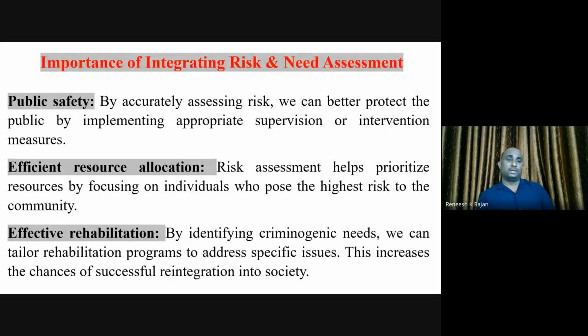So why do we need it? What is the importance of integrating risk and need assessment? First is public safety. By accurately assessing risk, we can better protect the public by implementing appropriate supervision or intervention measures. You might be thinking, why do we need risk assessment? The main thing is public safety. If you are not doing a proper risk and need assessment, and not giving interventions related to the particular crime causing factors, then the chance of reformation is very low.